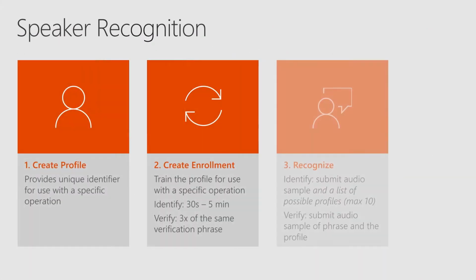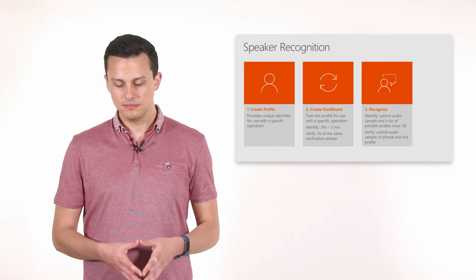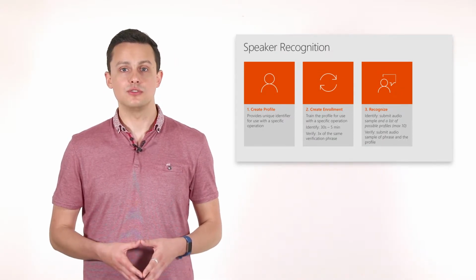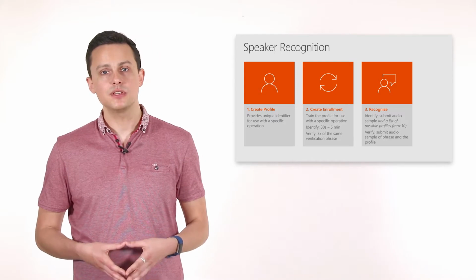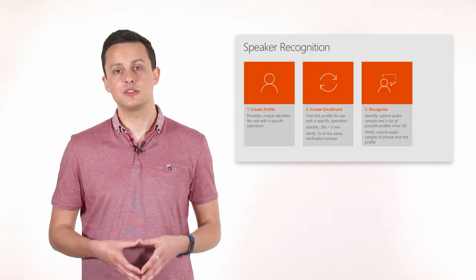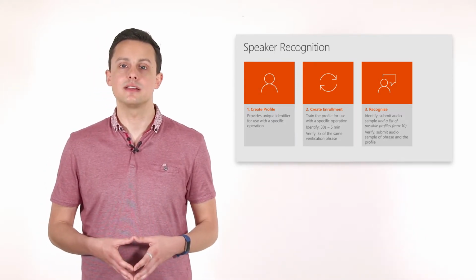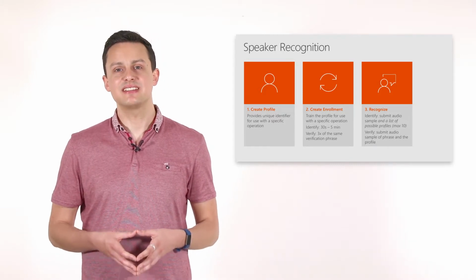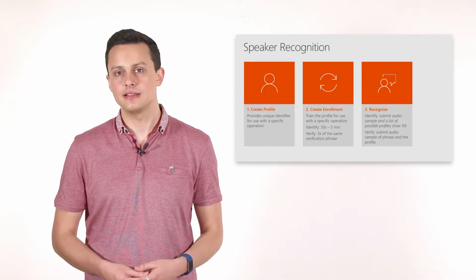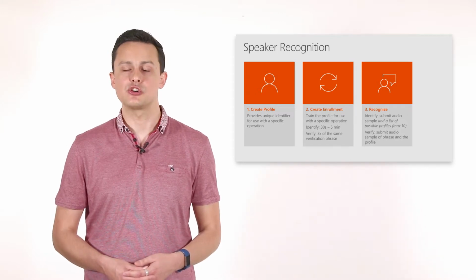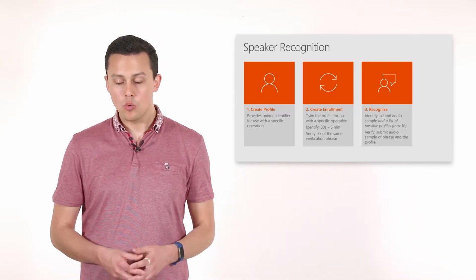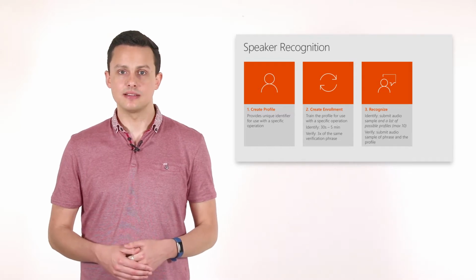So what's involved with getting started with the Speaker Recognition API? Well, first you need to create a profile to represent the user that you want this API to be able to recognize, either identify or verify. You then need to enroll this user. So for identification purposes, you just need to send a snippet of them speaking between 30 seconds and 5 minutes. For verification, they need to say the specific verification phrase that they have spoken 3 times to create that enrollment. Once that's complete, you can start recognizing them.